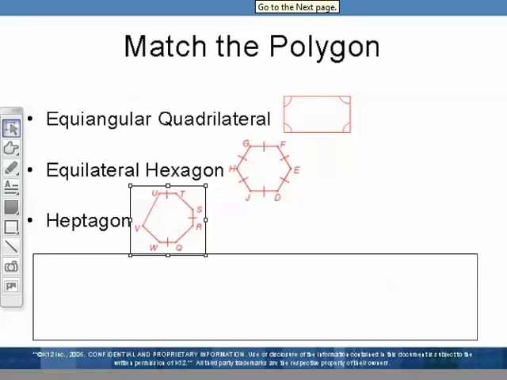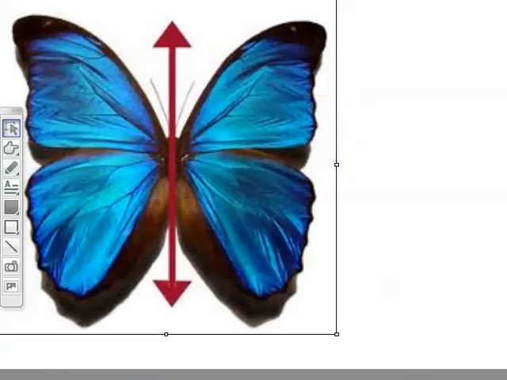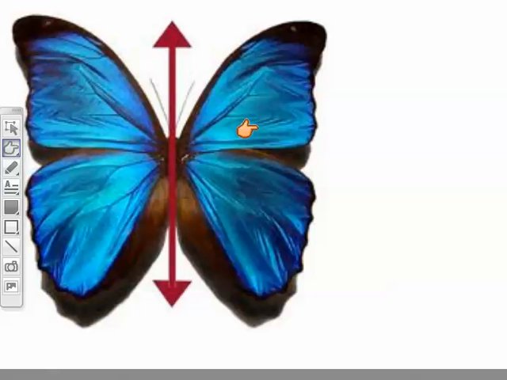Okay? So since we're talking about polygons, let's talk about symmetry. Symmetry is the concept that half of an object can be folded over the other half of the object, and everything lines up perfectly. If you look at this butterfly, the right side can be folded over on top of the left side, and it would be equal to each other. It'd be the same thing. So this wing here could be folded over on this wing here. You can see perfect symmetry right down this line here.